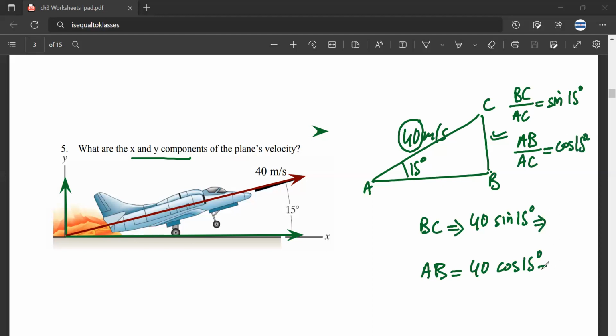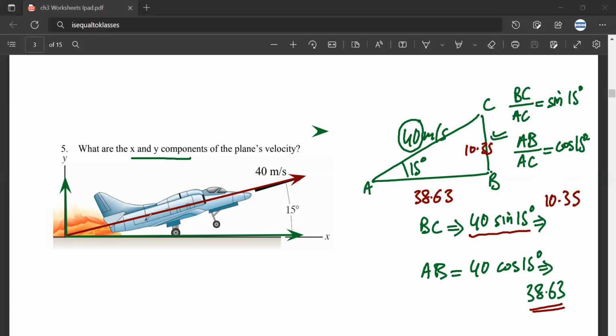So did you calculate this? What is the answer for this? Yes, sir. First, cos 15 is 38.637. Sin 15 is 10.3. Have you calculated this? Is the whole answer 10.3, or is it only sine 15? No, sir. 40 sin 15 is 10.352. So 40 into sine 15 is 10.35 and this one is 38.63. So my AB is 38.63 and this is 10.35.